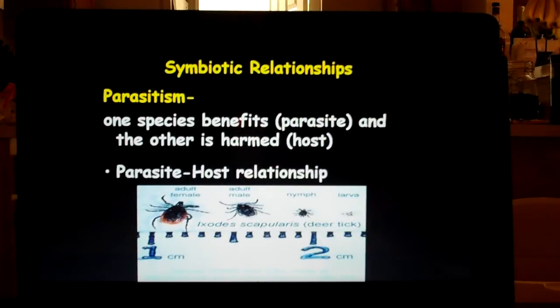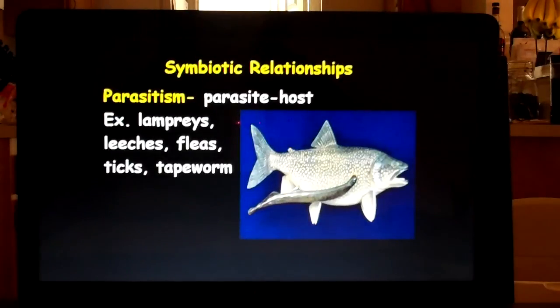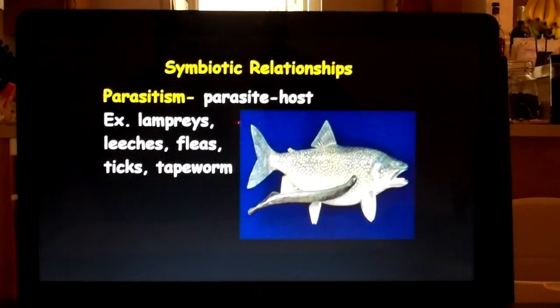And then parasitism: one species benefits, which is the parasite, and the other is harmed, which is the host. Usually we think of this in terms of lampreys and leeches, fleas and ticks. You probably look through your dog's hair for fleas and ticks, and heartworms would be another one.